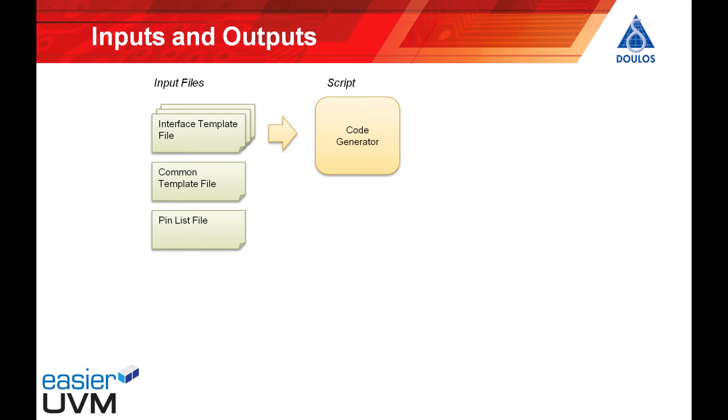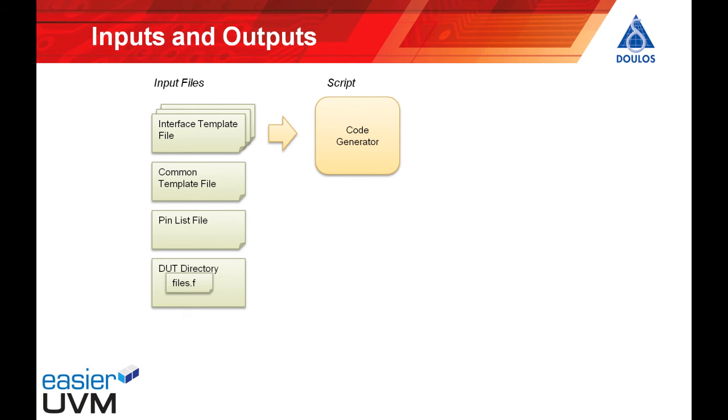As well as the template files, there's a pin list file. The pin list file contains the mappings that are used for generating the DUT instantiation, that is, mapping the signals and variables within the interfaces to the pins on the DUT.